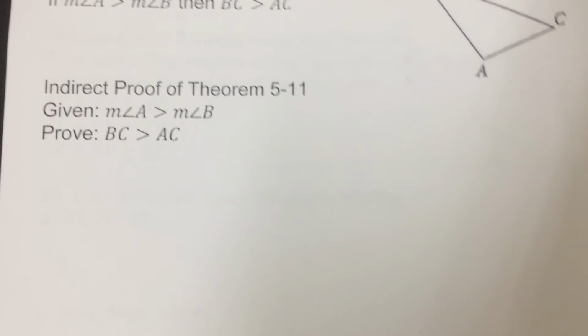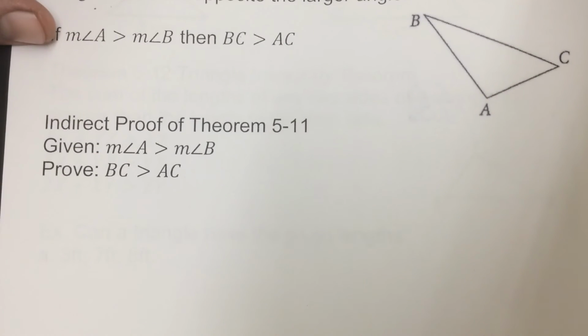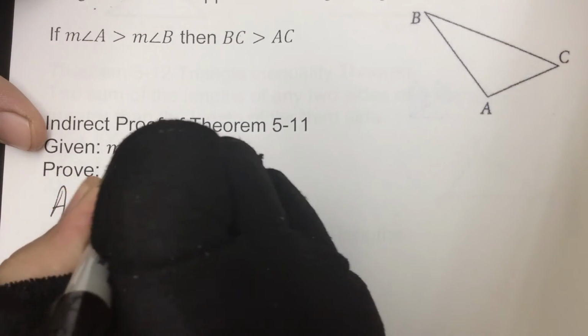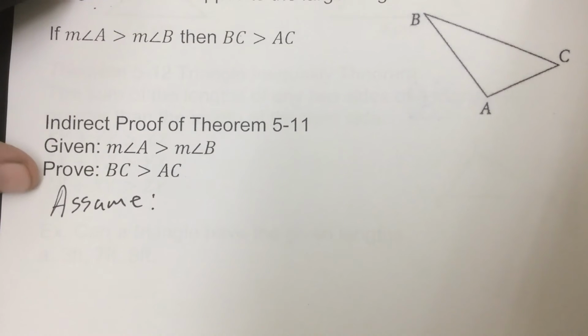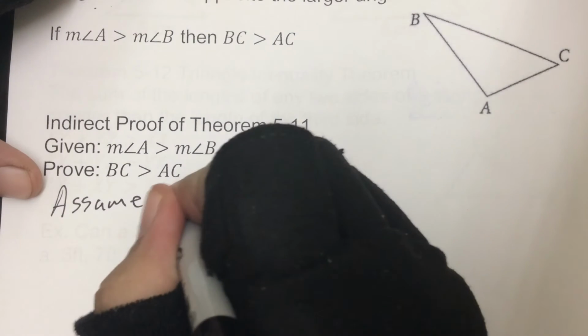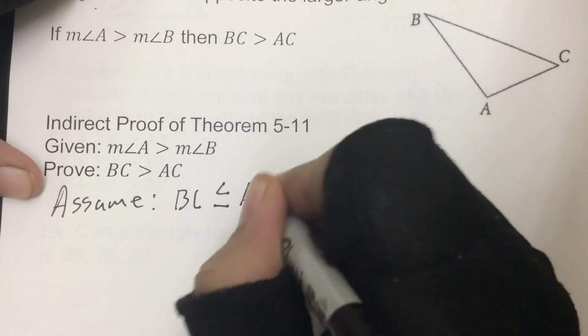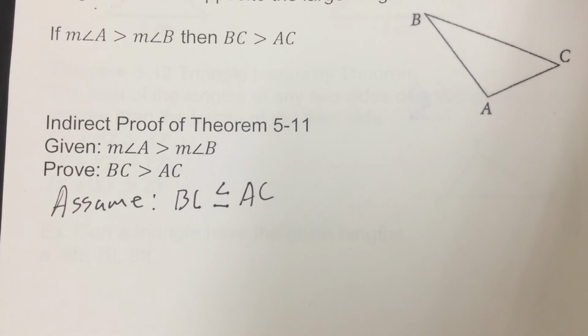Now we're going to prove this with an indirect proof. So looking at this, we're going to start by saying assume. Well, we're proving that BC is bigger than AC. So the opposite of that would say BC is less than or equal to AC, because the opposite of being bigger would be either equal or smaller. We always want to have just two options instead of the three, so we put the two together.